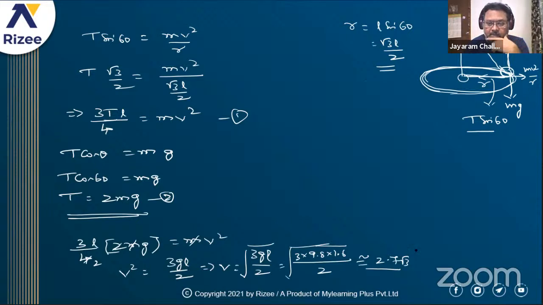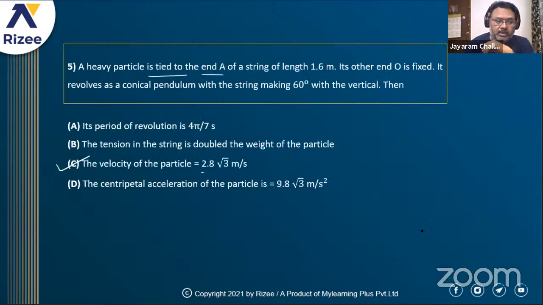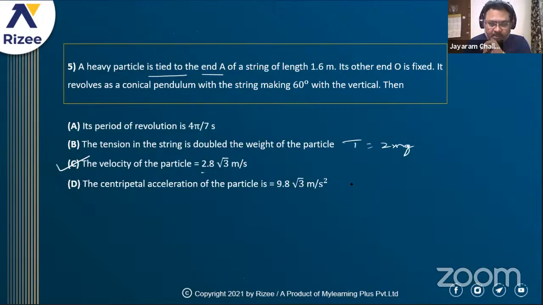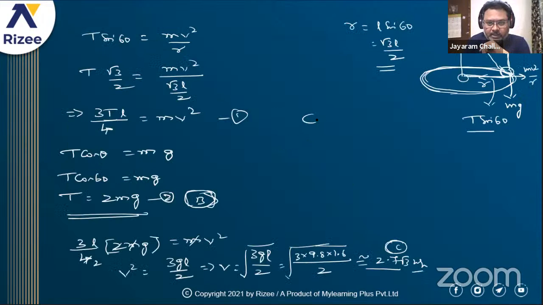We have got the velocity part first, in meters per second. Next one. So what are the other things he has asked? Time period. Tension in the string is double the weight. Okay, we have got T is equal to 2mg. We have proved it. So this is your option B. This is your option C. Next, option B and option C we have got. So first one, time period and centripetal acceleration. Let us go for the centripetal acceleration.